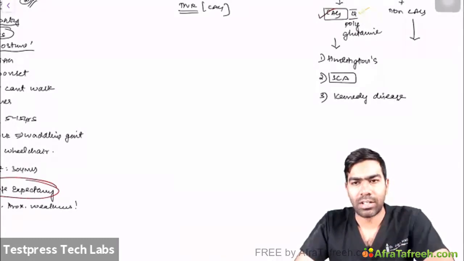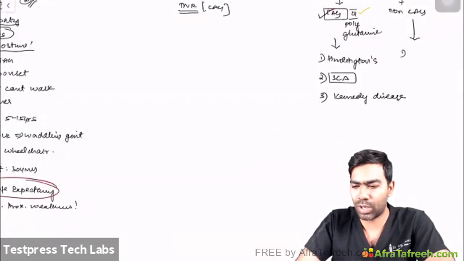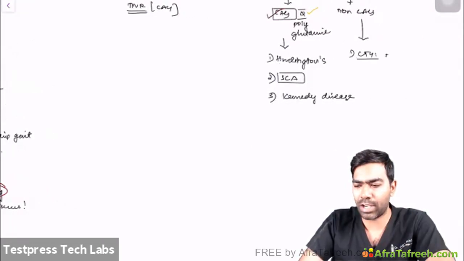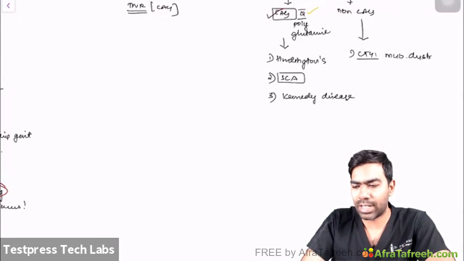Similarly, when you talk about non-CAG repeat disorders, there are 3 disorders that are very commonly asked in exams. One is the CTG repeat. CTG repeat is characteristically seen in myotonic dystrophy. Myotonic dystrophy, otherwise referred to as dystrophia myotonica, which we'll be discussing subsequently, especially type 1 myotonic dystrophy, is a very common exam question.